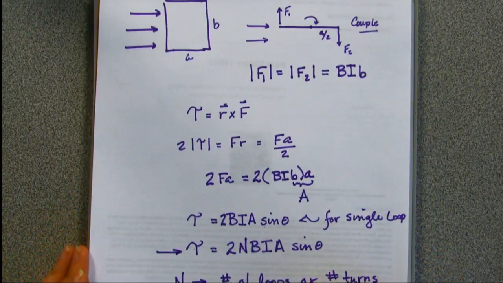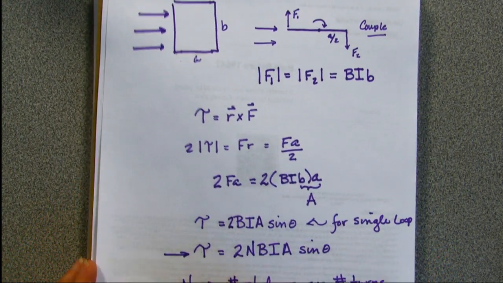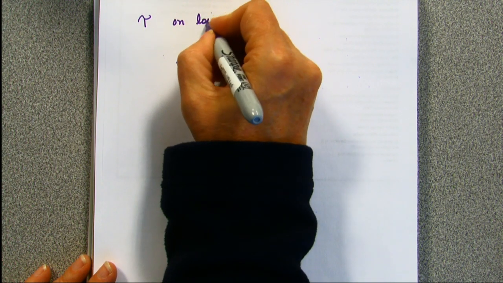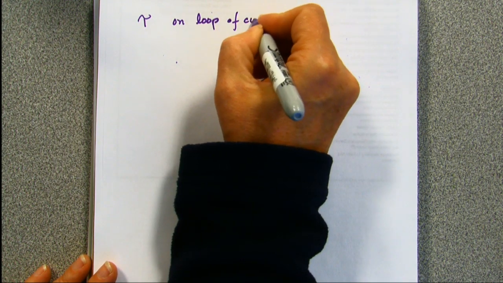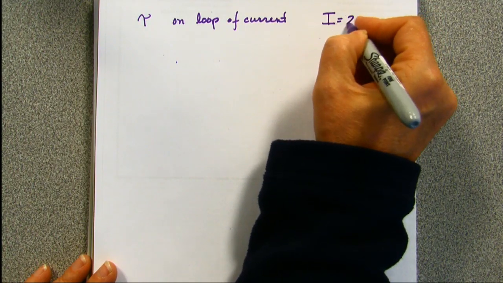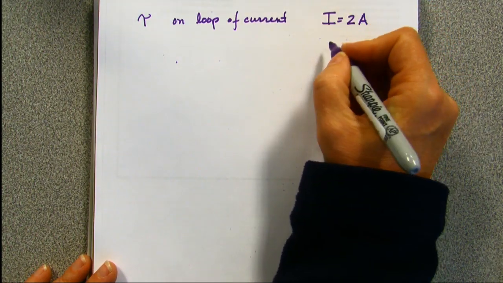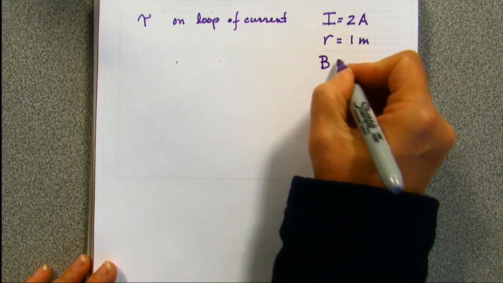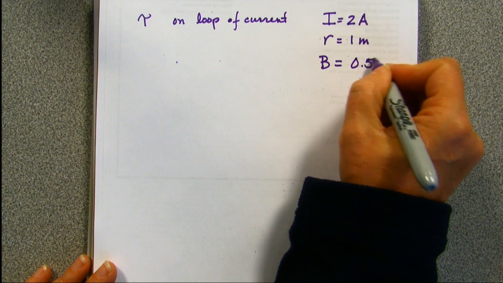So let's do a quick problem. We're going to calculate the torque on a loop of current, where the current through there is going to be 2 amps. The radius is going to be 1 meter. And the magnetic field that we're going to set up is 0.5 Tesla.